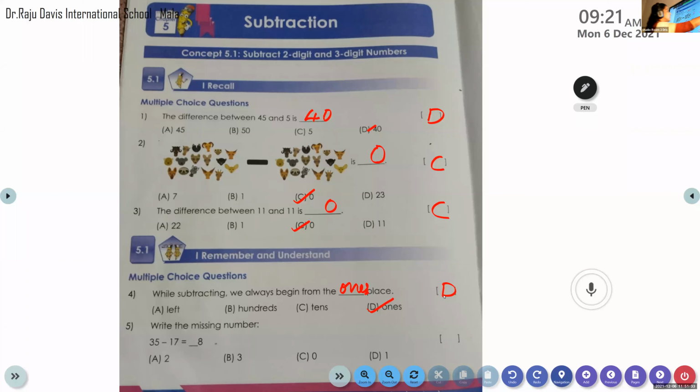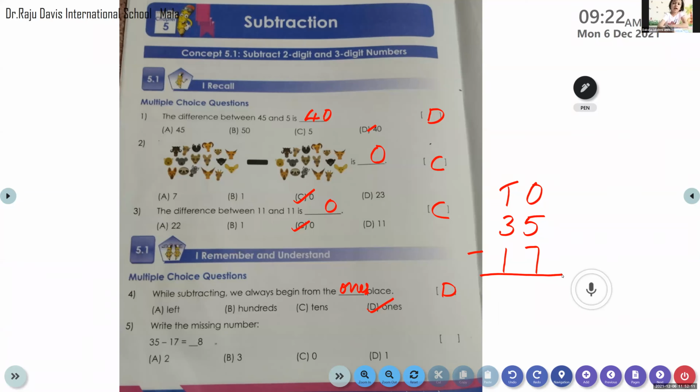Dakshalakshmi started writing. Yes, so please read the next question, number 5. Write the missing number. The numbers are 35 minus 17. So do it by the side and check what is the missing number there. 35 minus 17. All of you do it by the side. You can write and check. 35 minus 17. How will we get the answer?